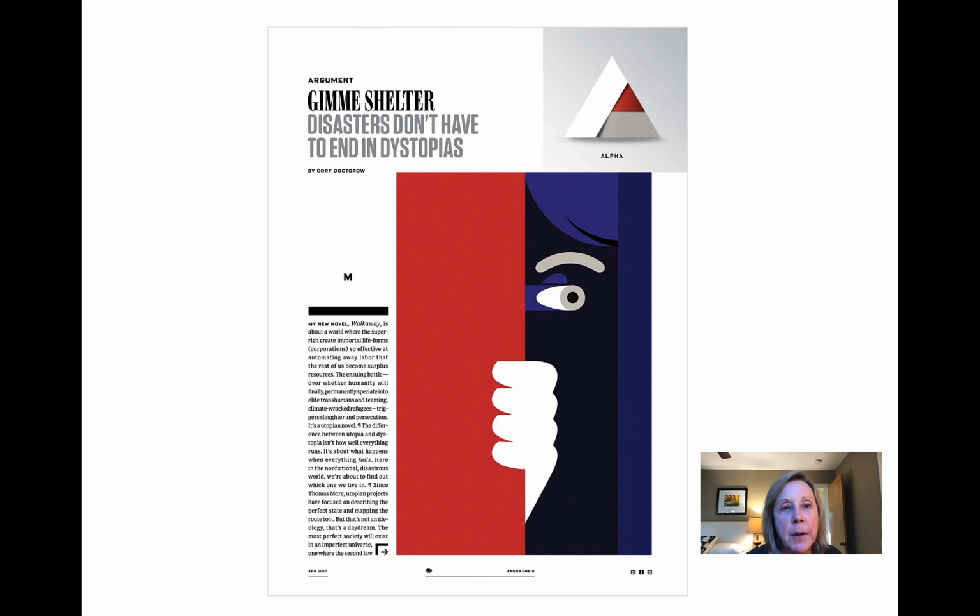Here's an example from Wired Magazine, just to show you mixing what is this? Modern serif. You can see by the very big difference in the thin and the thick part of the letter, and a sans serif.